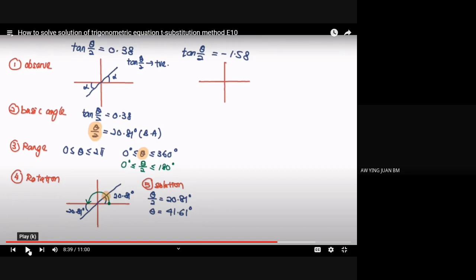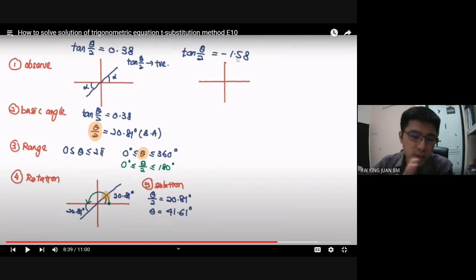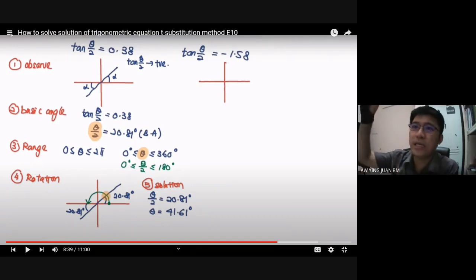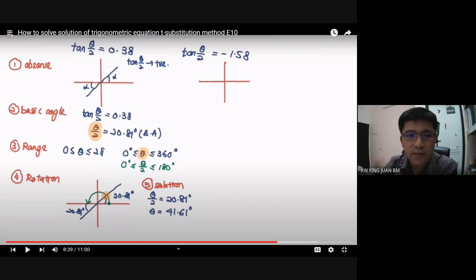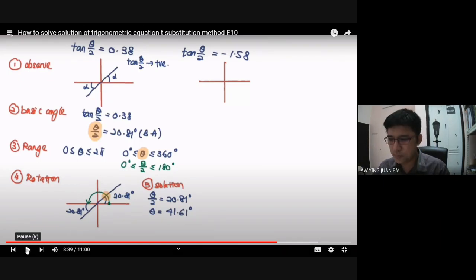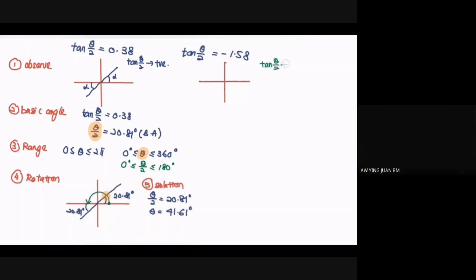So here, for the graph of tangent, it is unlimited. If you look back at the graph for tangent, it goes from the bottom up to the top, it is unlimited. So for this case, there is a solution. Don't be surprised and say okay, out of the range, no solution. No. Tangent theta over 2 is negative, so we will have the second quadrant and the fourth quadrant as a basic angle.